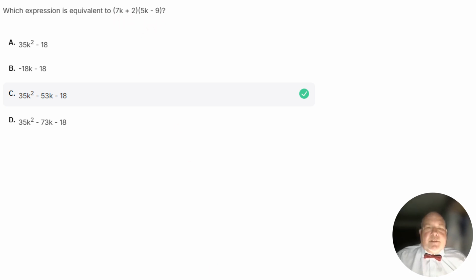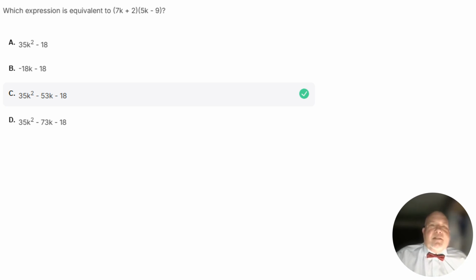Now, a lot of teachers teach to do this using what's called the FOIL method. And if you've learned the FOIL method, then feel free to use that. I basically use the FOIL method. I don't call it that. I like to think of it more like distributing. And so remember, in distributing, you're multiplying something into parentheses. So that's what I'm going to do here.